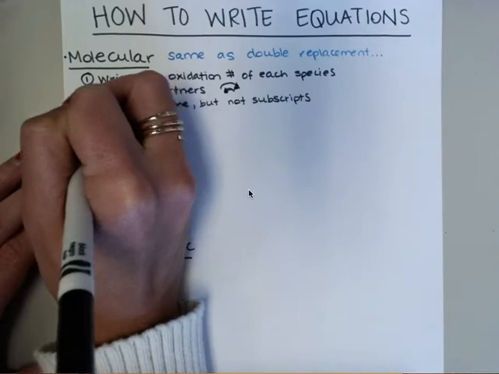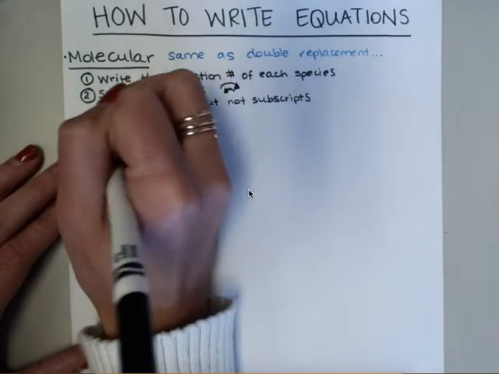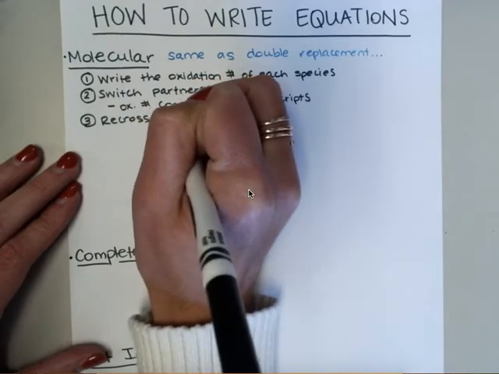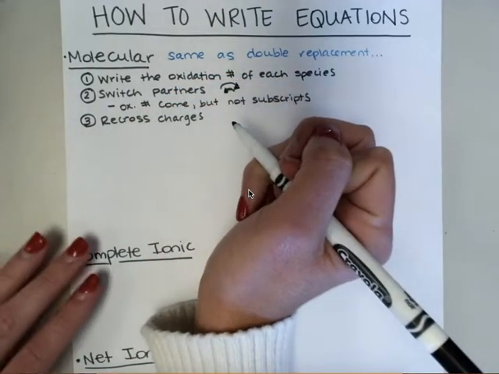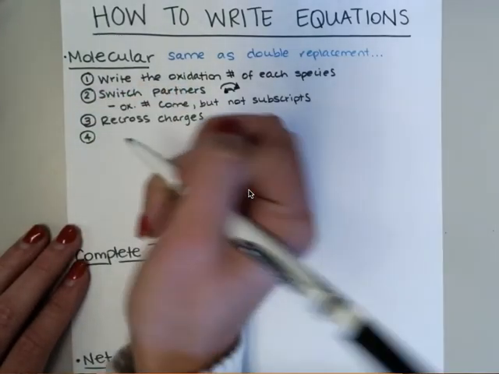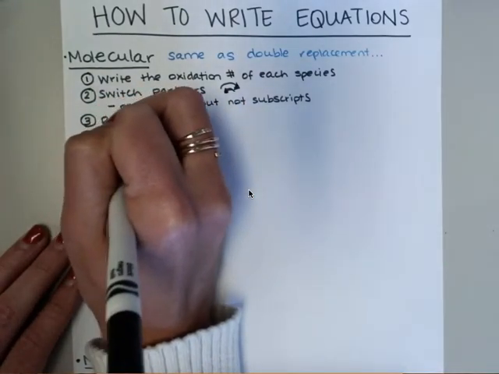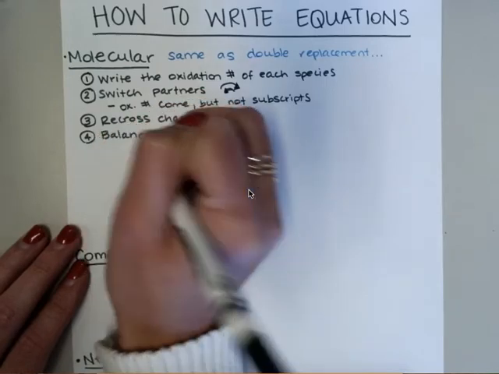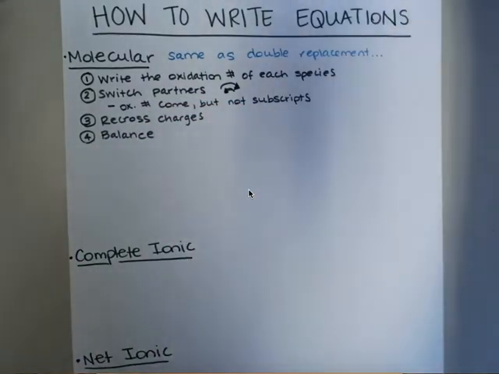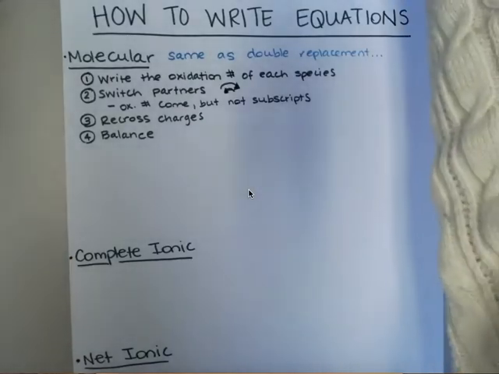So then step three, we're going to recross charges, reduce if you need to. And then step four, balance. So those are all the things that we've done before. There is a new step, a new step in town.